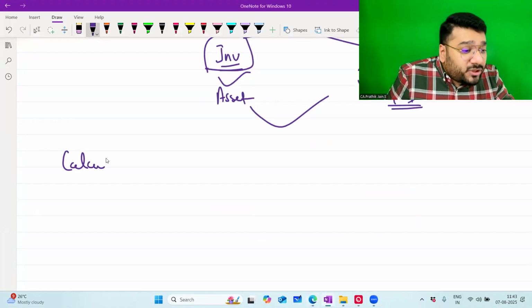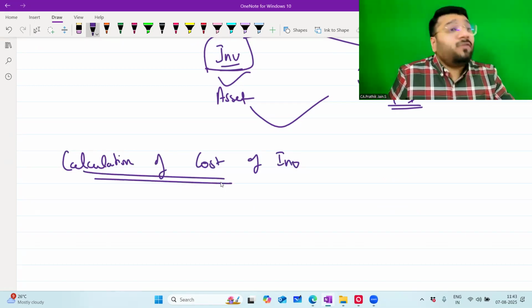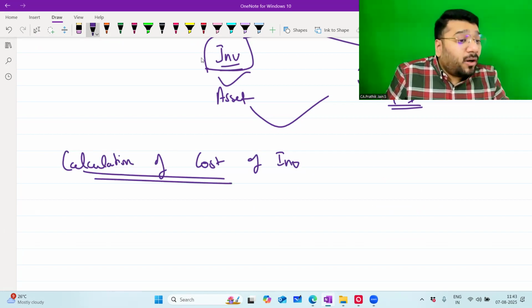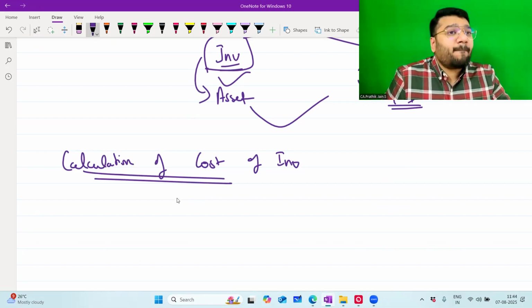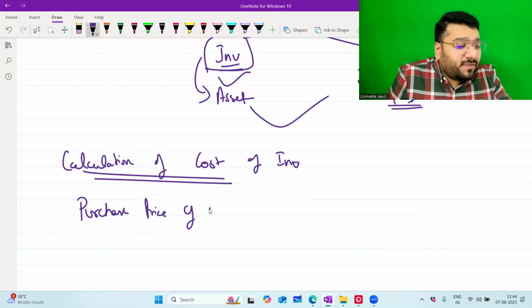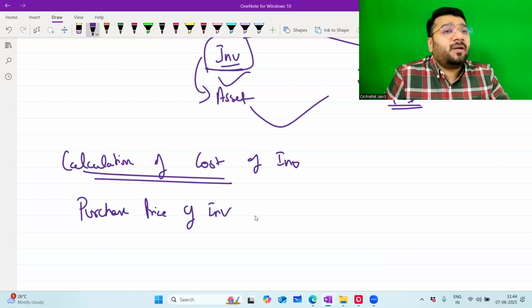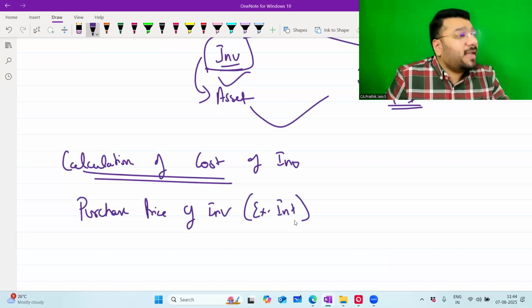Calculation of cost of investment means at what value I should measure and record that investment as an asset in my books of accounts. Please tell me. Purchase price of investment. This should always be ex interest. Why it is like that, I'll tell you. Purchase price of investment, how much?